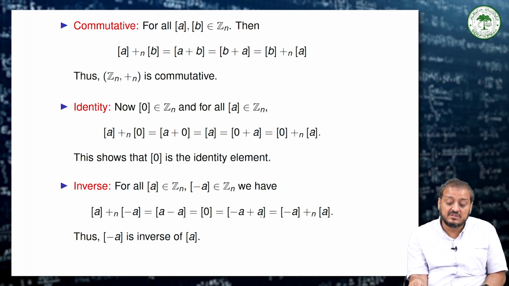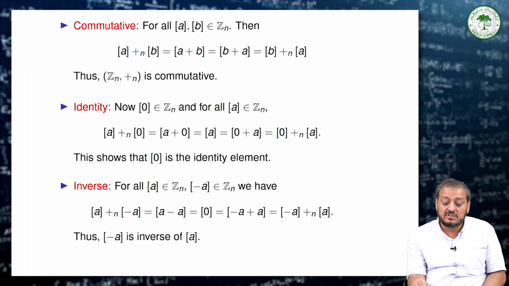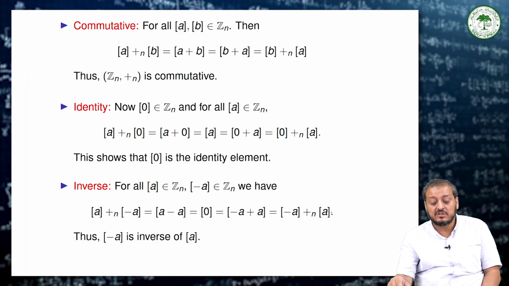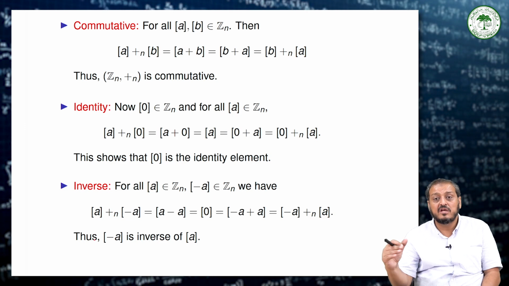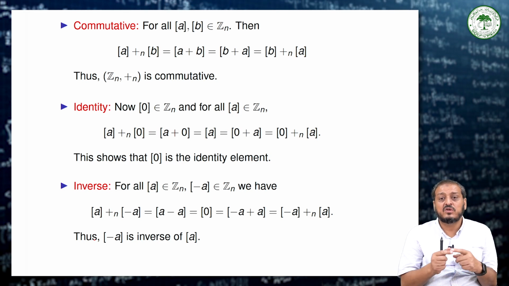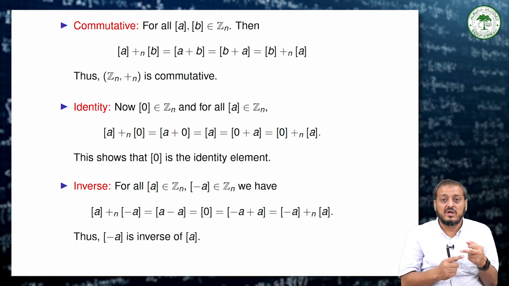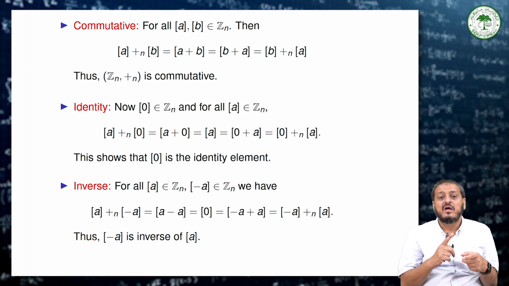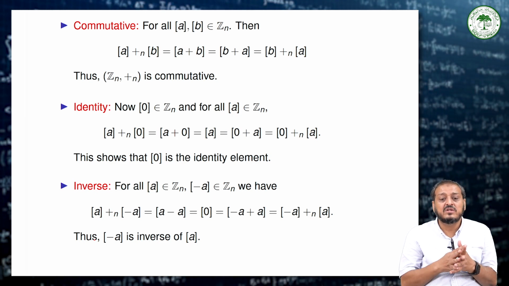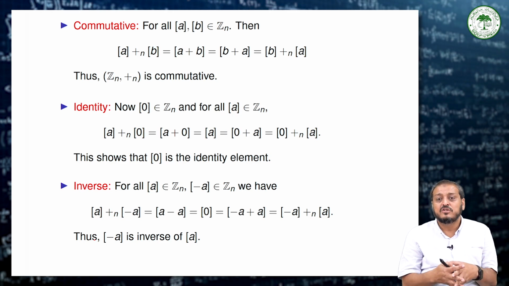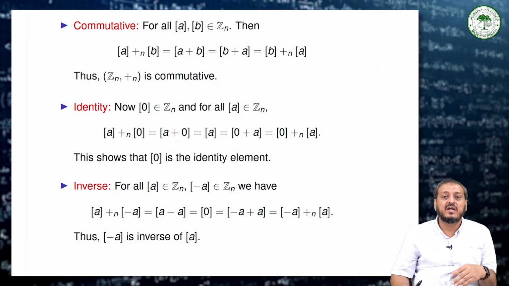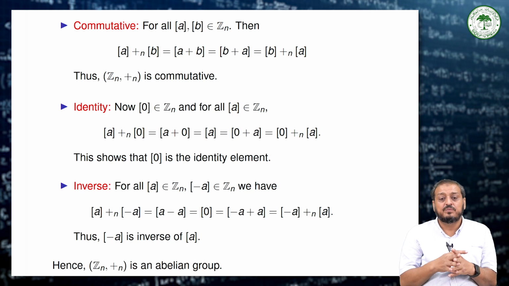So similarly, minus a plus a gives the identity element 0. So this is the equivalence class of a under addition modulo n, by the definition. So the equivalence class of minus a is the inverse of a. So Zn is closed under addition modulo n, it is associative, and the commutative condition is also satisfied. The identity element exists, and every element has an inverse. So all the properties of a group are satisfied, and we can say that Zn under addition forms an abelian group.